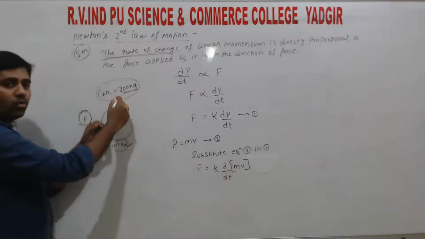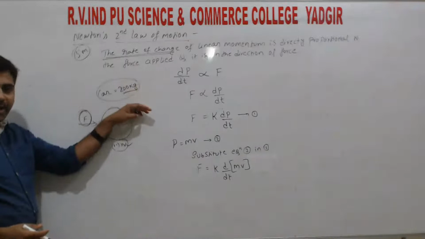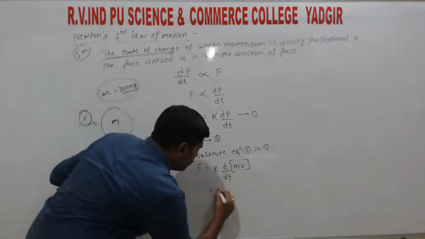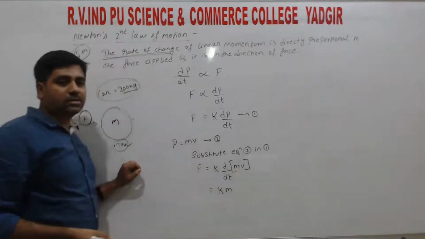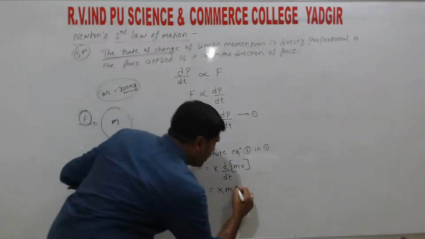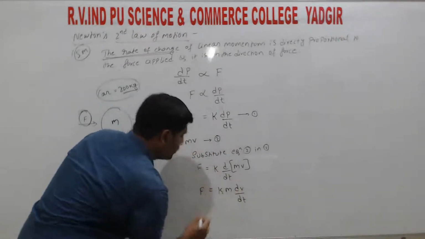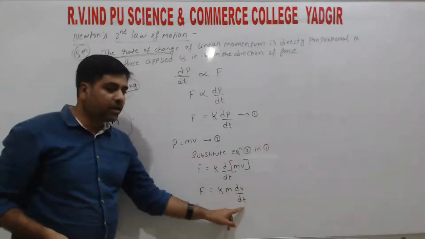But the car will move either with increased velocity or decreased velocity. So velocity may vary, but mass will remain constant, right? So K, so mass is constant. So I will take mass outside. So the remaining is dV divided by dt, right? So F is equals to K into M into dV by dt.